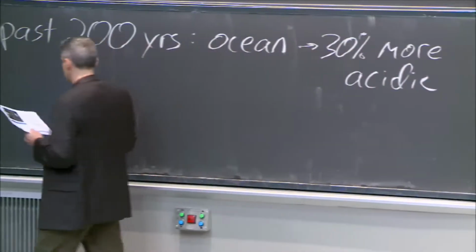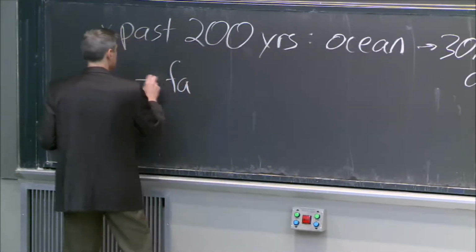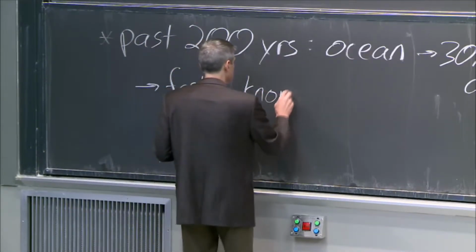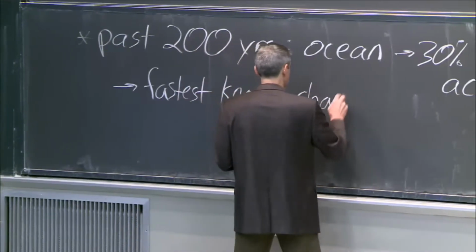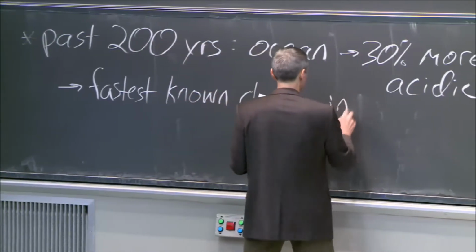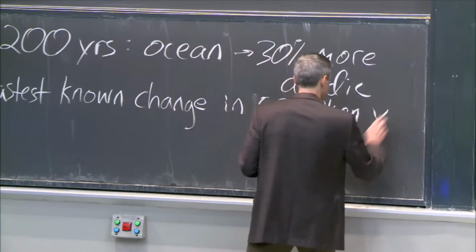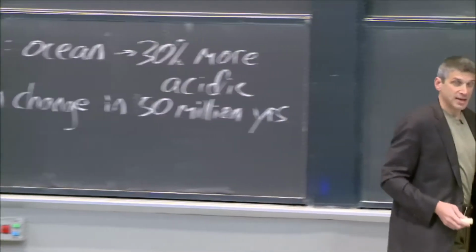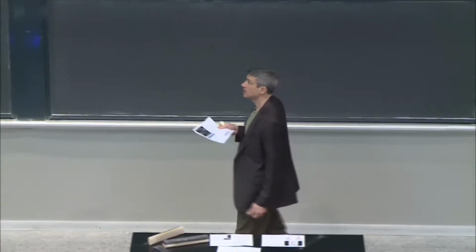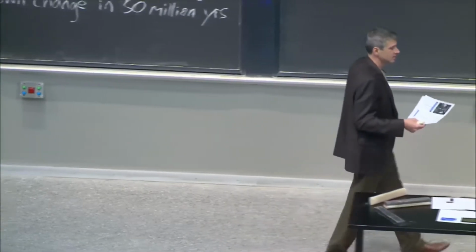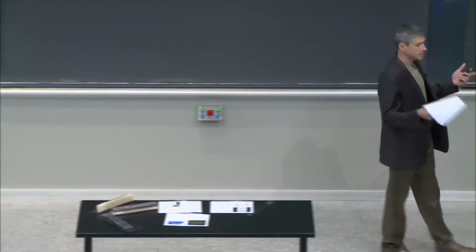Now, that is the fastest known change in the ocean chemistry in 50 million years. That's a big and very sudden change. So the ocean is absorbing about 22 million tons per day of CO2, and that number is going up. You say, well, okay, why does that matter? Isn't it good? Maybe it'll do to the oceans what it's doing to the atmosphere, making things a little warm.